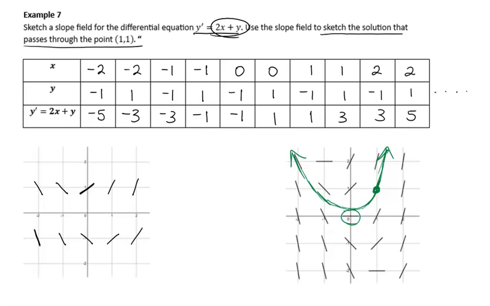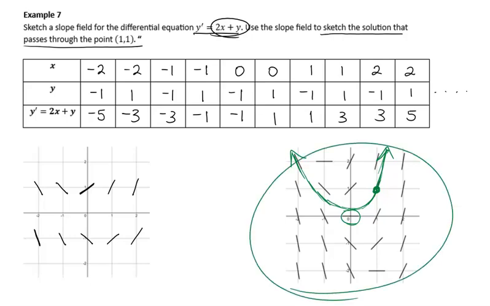And this is how you use a slope field to approximate a solution to a differential equation. You form a slope field, a pretty complete slope field. You want it to be relatively complete around the point that you're trying to find the solution to. And then once you have all those little line segments in there, you'll try to stay parallel to those line segments and follow the pattern that you see to sketch that graph.